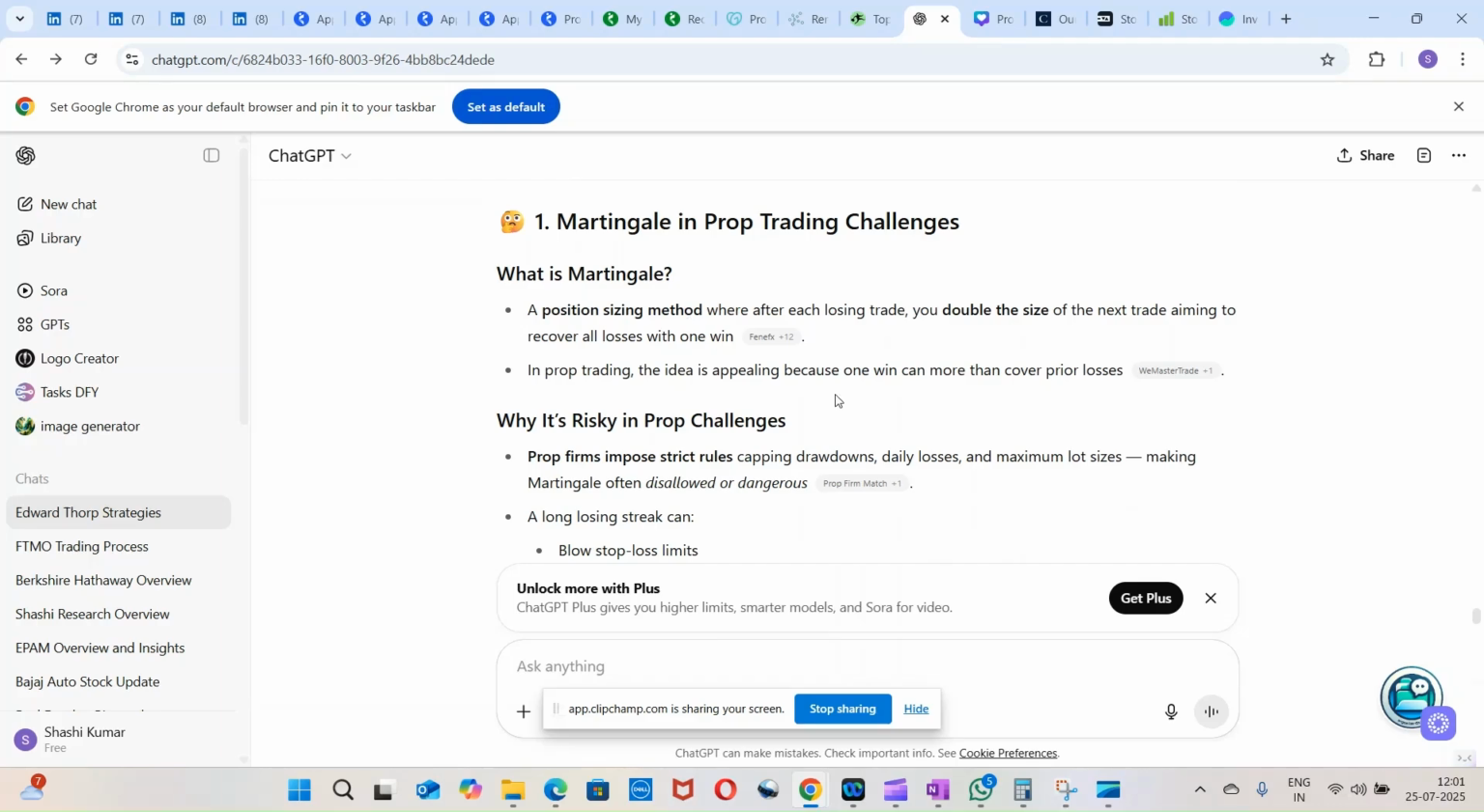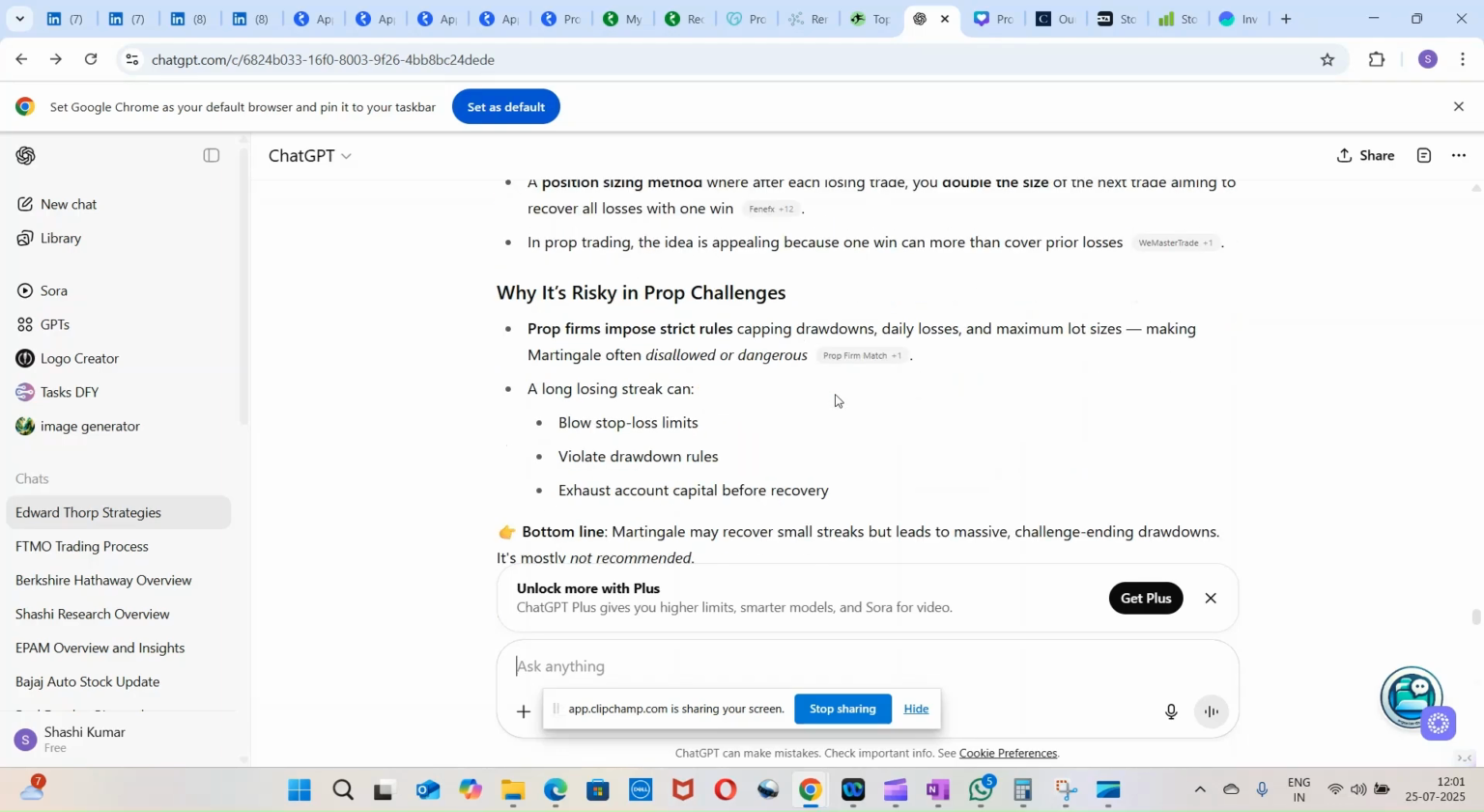In prop trading, the idea is appealing because one can win more than cover prior losses. What's risky in these challenges is that prop firms impose strict rules. They put drawdown limits: only 1% loss you can have daily, maximum 8% drawdown only you can have. Lot sizes you can trade are also based on your account; certain lot sizes are restricted. This makes martingale often disallowed or dangerous, and they'll cut your account if you do martingale.